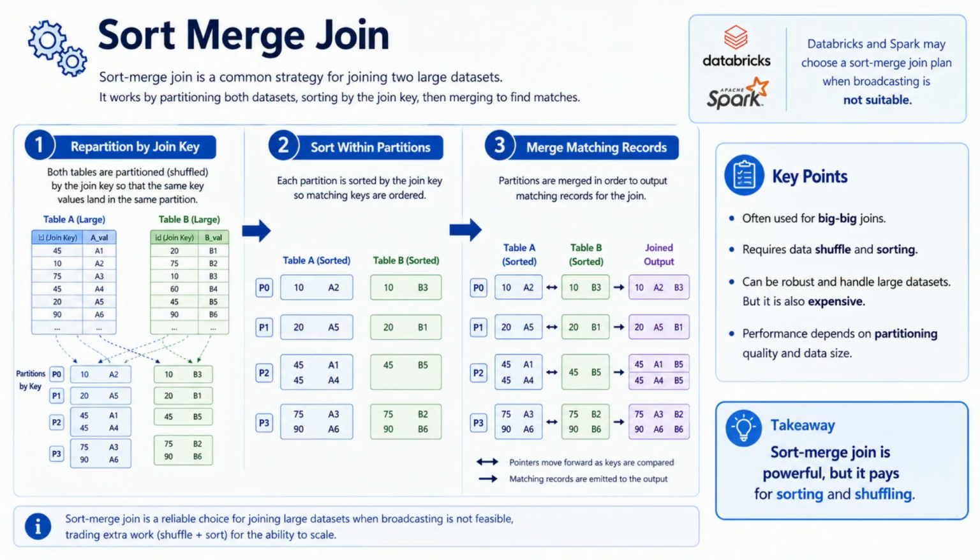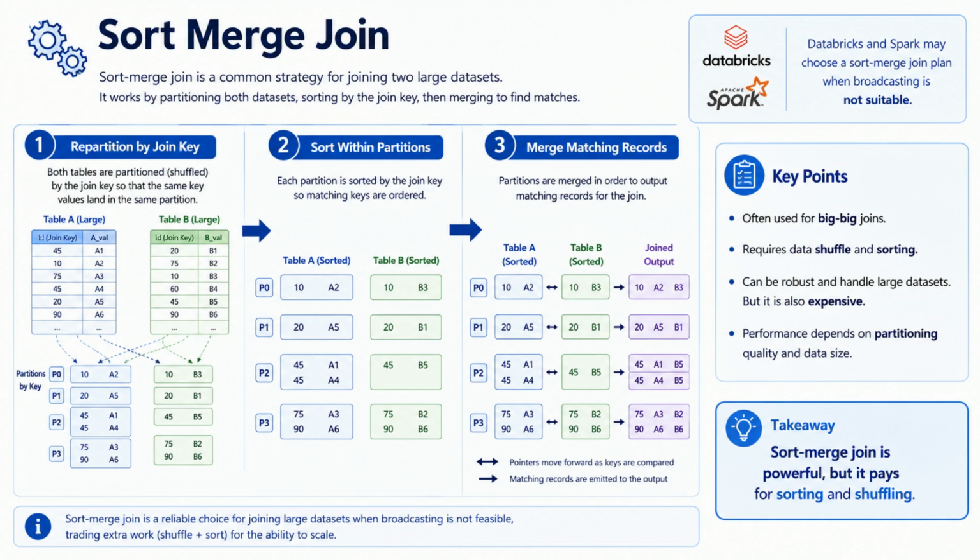A sort merge join is a common strategy for joining two large datasets. It usually works in 3 steps. First, both datasets are repartitioned by the join key, so matching keys land in the same partitions. Second, each partition is sorted by the join key. Third, Spark merges the sorted partitions and outputs matching records.